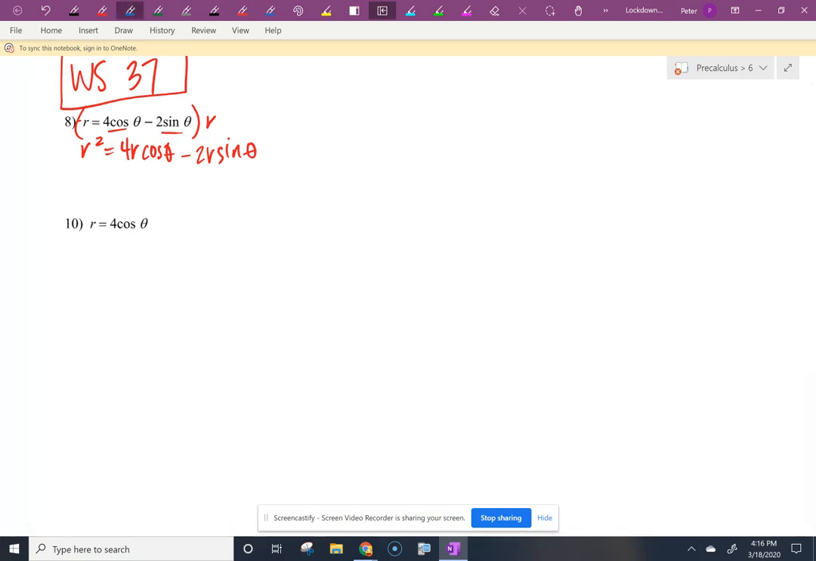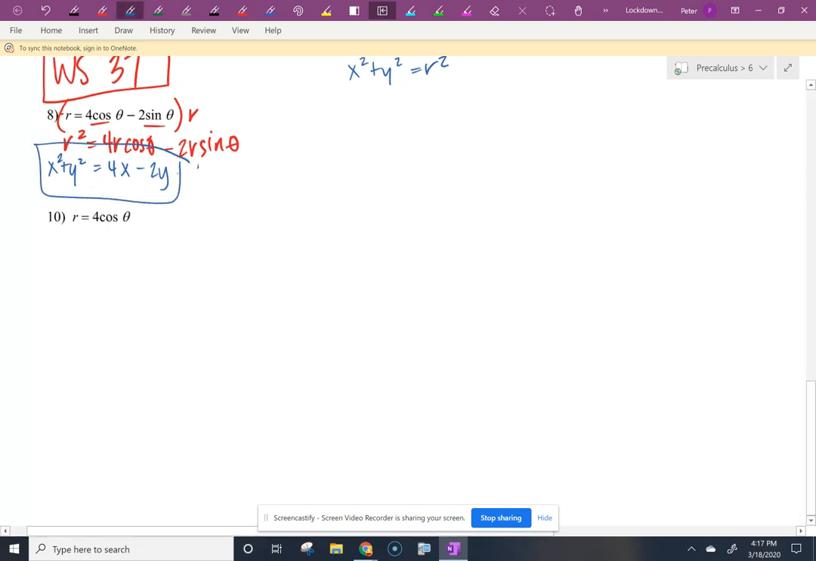And you might see that even the r squared is not a bad deal because r squared changes to x squared plus y squared. 4, and then r cosine theta is 4x, and minus 2r sine theta is minus 2y. And there you go. Now, that looks pretty good, but the manners are kind of bad there. So I would like to get it in some good manners, which is, if you know the equation of a circle, it's like x squared plus y squared equals r squared. So that would be nice, the radius squared. So maybe I should get it in that form. So good answer here. However, it's got bad manners in it.